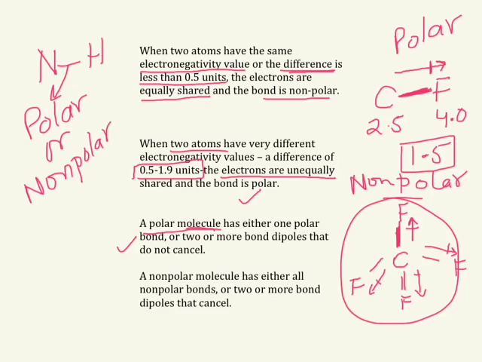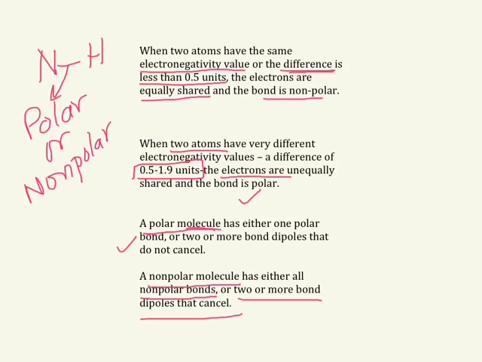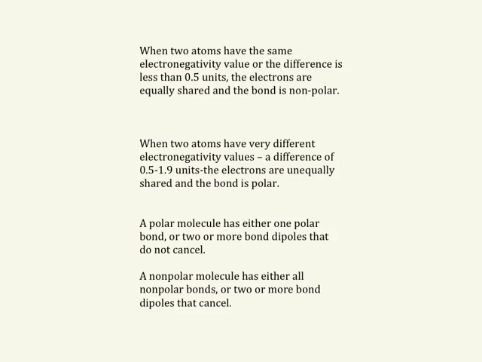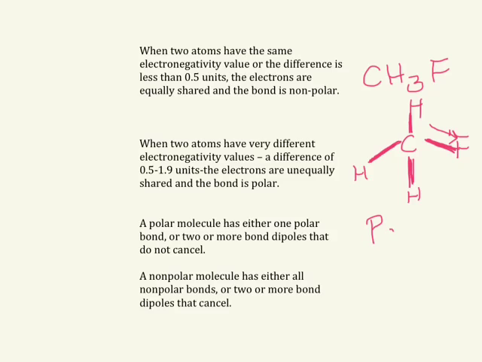Now when we call a molecule a nonpolar molecule, that means either all the bonds are nonpolar or two or more bond dipoles cancel. So for example, this one, even though it has polar bonds, the molecule is nonpolar. Let me take one more example. Let's take CH3Cl, or let's take CH3F, and that's the Lewis structure of CH3F. Now this bond is nonpolar because the electronegativity difference of carbon and hydrogen is less than 0.5. This is a nonpolar bond. But this is a polar bond because fluorine is much more electronegative than carbon. So the presence of one polar bond makes the molecule polar.